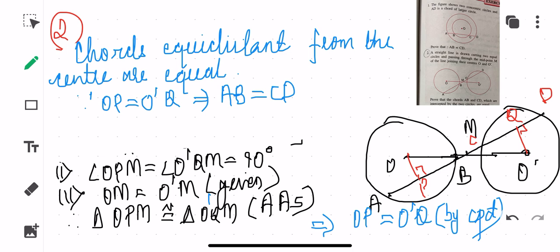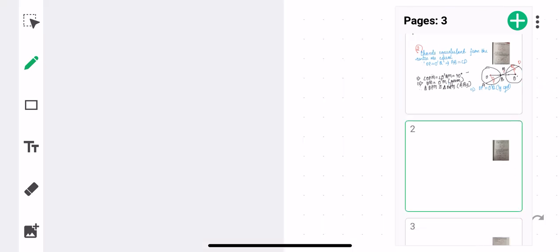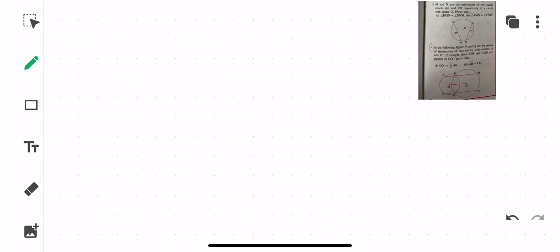Alright, so this is the way this particular sum has to be done, children. You will prove both the triangles congruent, and then by CPCT you will prove that the perpendicular distances are equal, and since the perpendicular distances are equal, you can write that both the chords as well are equal. Alright, so now we will be moving to question number 3.